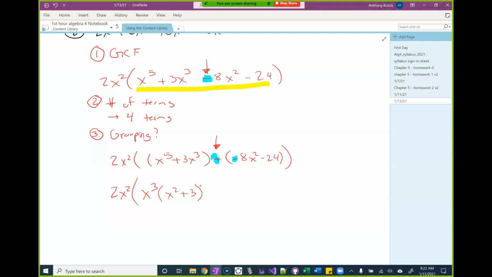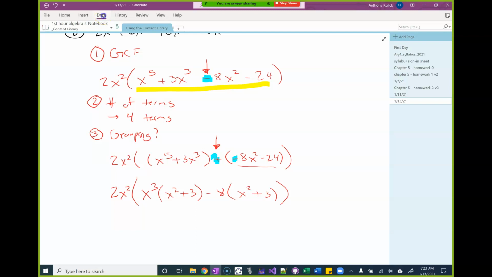Negative 8x squared minus 24. What's the greatest common factor there? So I'm looking here at negative 8x squared minus 24. We can do a little bit more than negative 4, because 8 times 3 is 24 also, right? So we can take out negative 8. So far, so good.